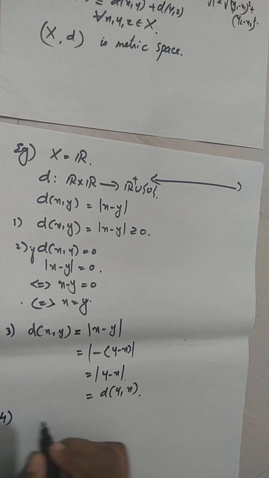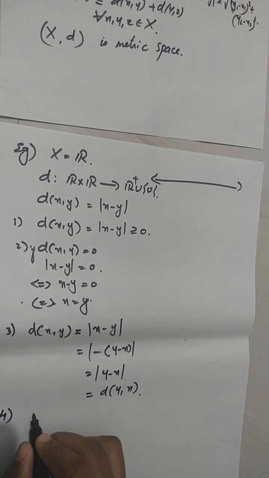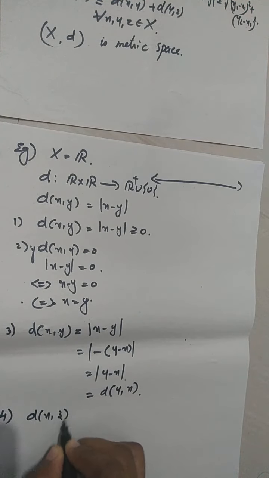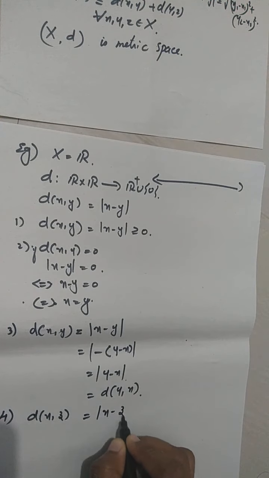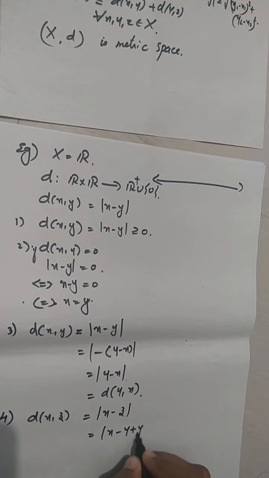And fourth one, triangle inequality. So consider D of xz. By definition it is modulus of x minus z. Okay. Then we add and subtract the term y inside that modulus. So that can be written as modulus of x minus y plus y minus z. And we take this x minus y as a number a and y minus z as number b. Then we know that modulus of a plus b is less than or equal to mod a plus mod b.